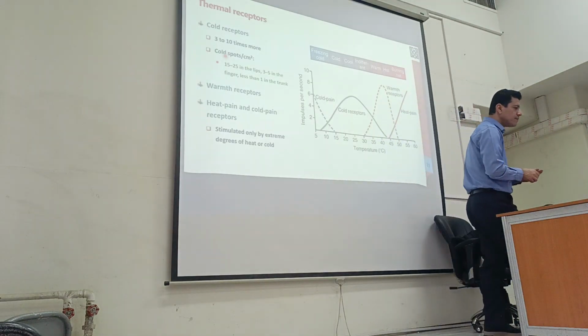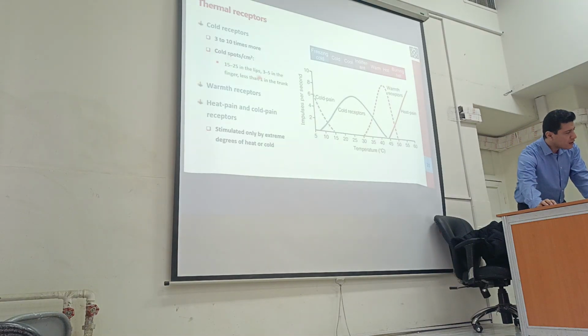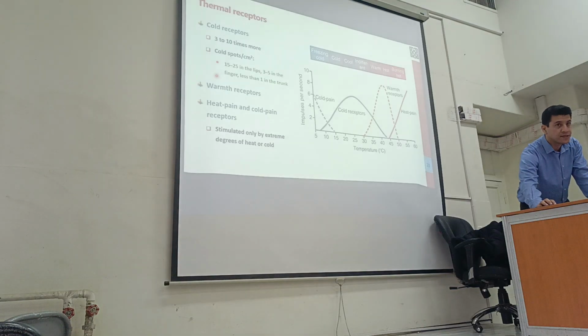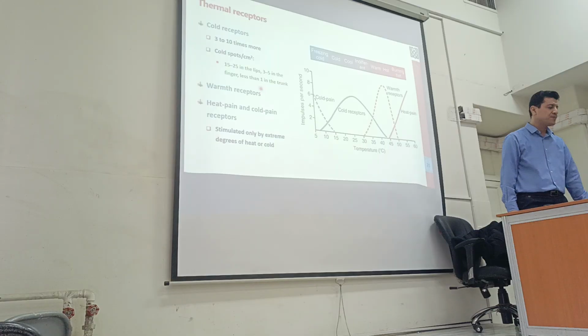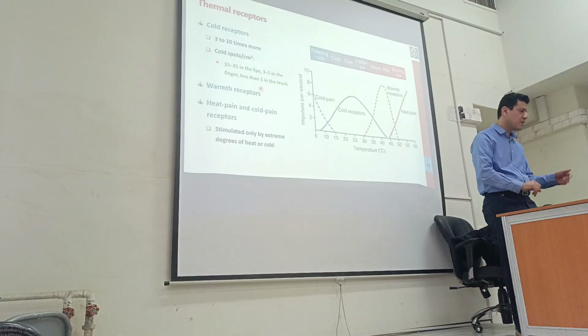So the number of these cold spots is highest in the lips, then in fingers, and very low in the trunk. So the most sensitive part of the skin to the cold is the lips, and after that the fingers. But the lowest sensitivity is in the trunk, right? So warmth receptors are also seen.